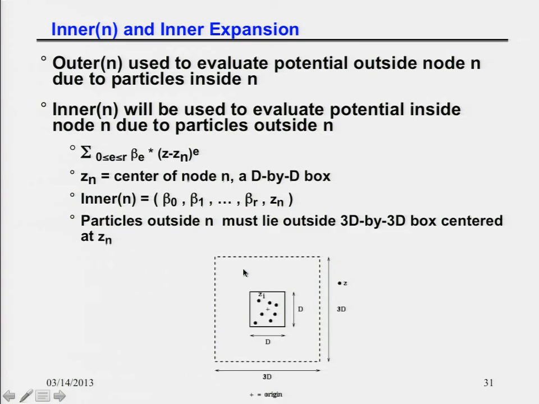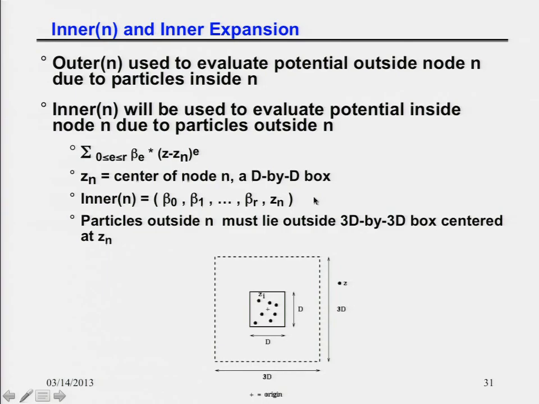Right, so I'm only going to use all these expansions when things are far enough away. And so what I need to do then is for all the particles inside this box, so z could be any point inside this little box, and this zn is the center of it, I want to compute now an expansion. This is going to be a regular polynomial, which says what's the potential inside the box due to everybody outside. And so I just need to compute all the coefficients of this polynomial, and I'll truncate it somewhere.